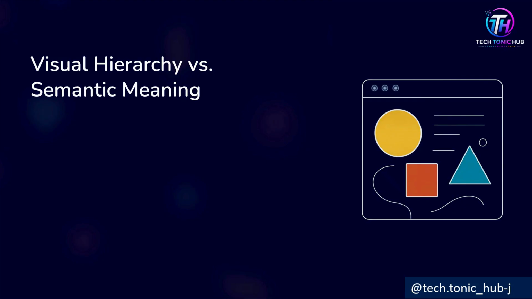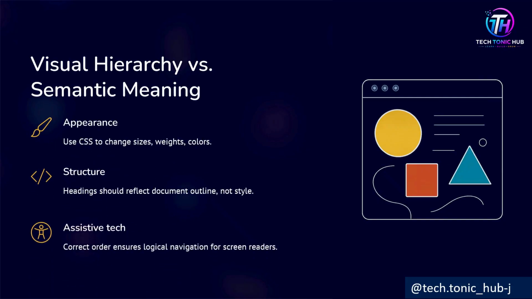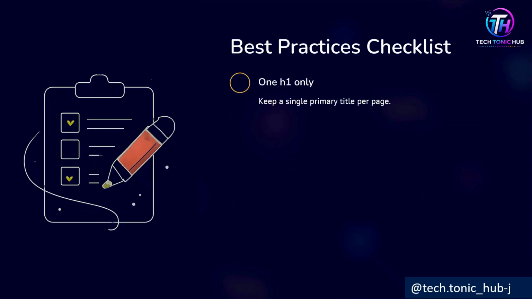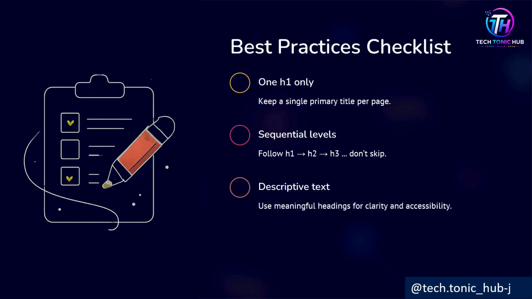Let's quickly summarize the best practices. First, use only one H1 per page. Second, follow the correct heading order from H1 to H6. Avoid skipping heading levels. And the third point is to write meaningful heading names. Don't use vague headings like "Section 1" or "Topic", because search engines use our headings as the main points. Finally, use CSS for styling. Never misuse heading tags simply to make the text larger.